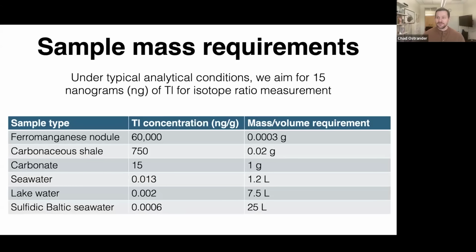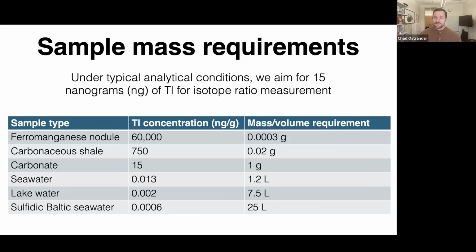For those of you interested in perhaps dabbling in thallium isotopes, you have a project or a set of samples that you're potentially interested in generating thallium isotope ratio data for, under typical analytical conditions, we aim for about 15 nanograms of thallium. That's the typical run conditions. You can spend more time and do some more boutique measurements and get away with smaller sample masses, but we typically aim for 15 nanograms. And if that's the bar, then ferromanganese nodules and crusts can be extremely enriched in thallium to the tune of 60 ppm and above. And for samples like that, you can get by with even as small as sub-milligram sample masses.